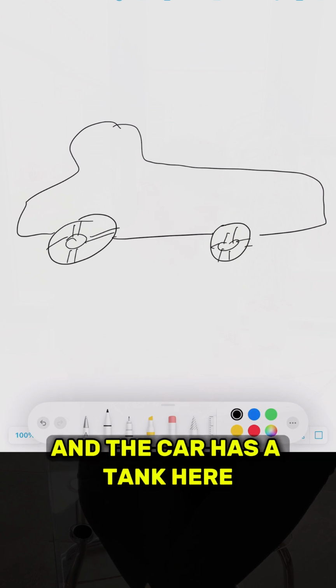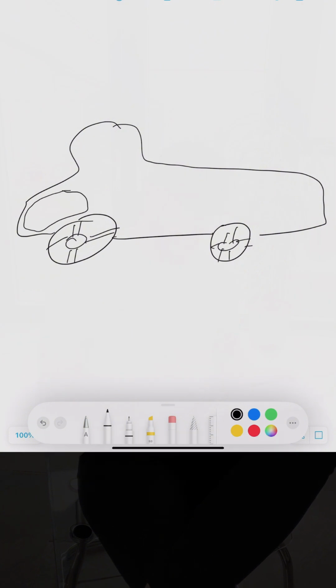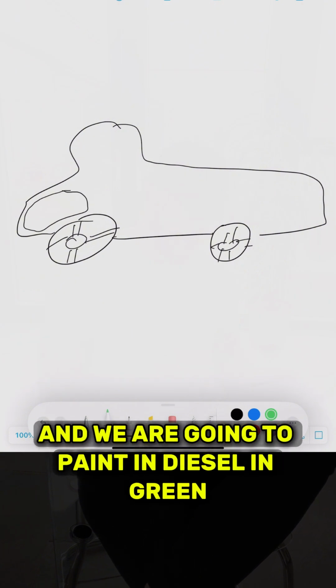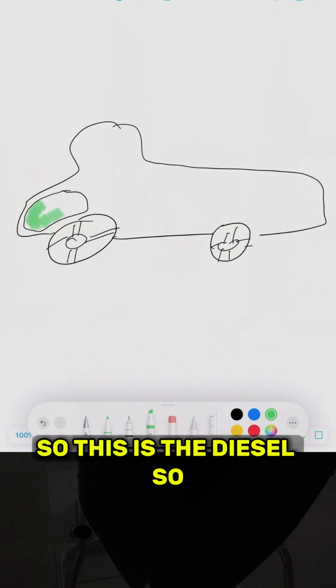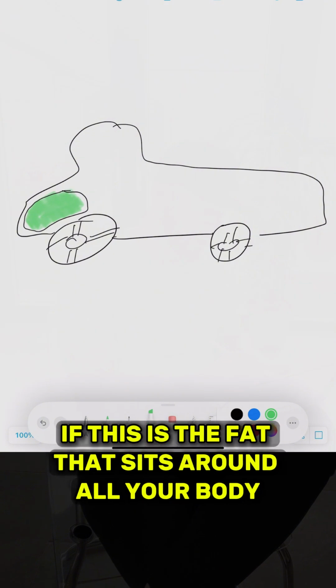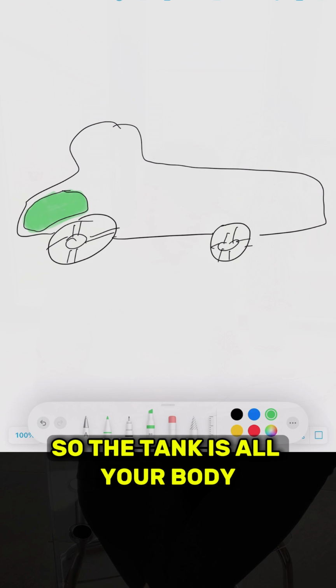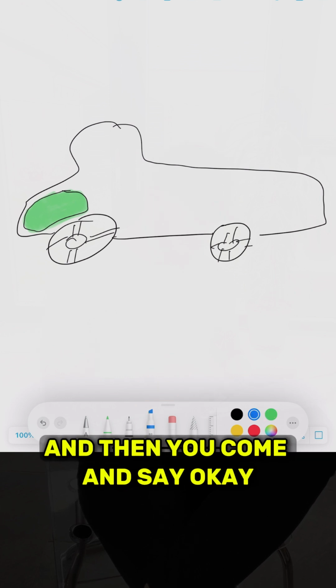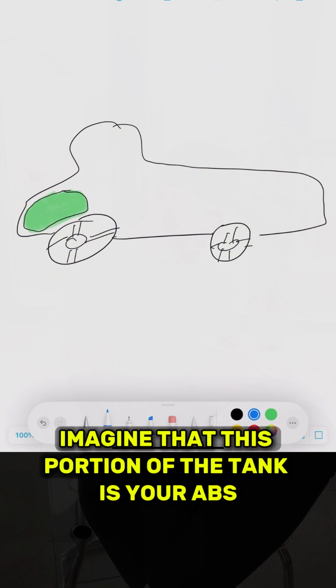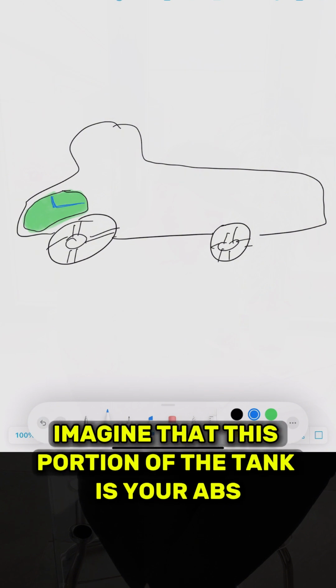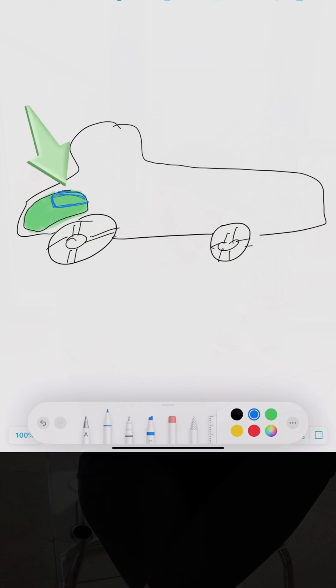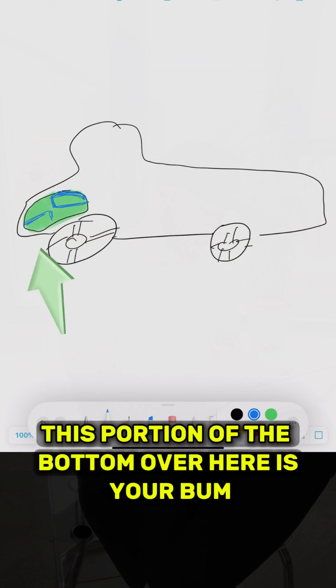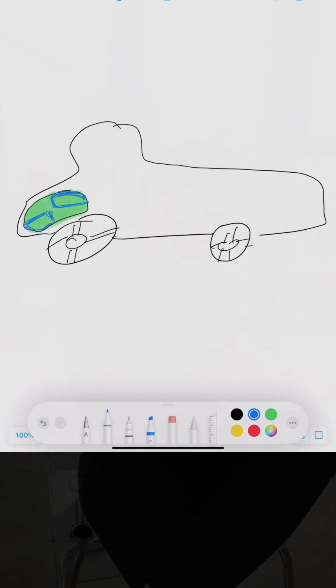and the car has a tank here, and we are going to paint the diesel in green. So this is the diesel. So imagine this is the fat that sits around all your body. So the tank is all your body. And then you say, okay, imagine that this portion of the tank is your abs. And let's say this portion at the bottom over here is your bum.